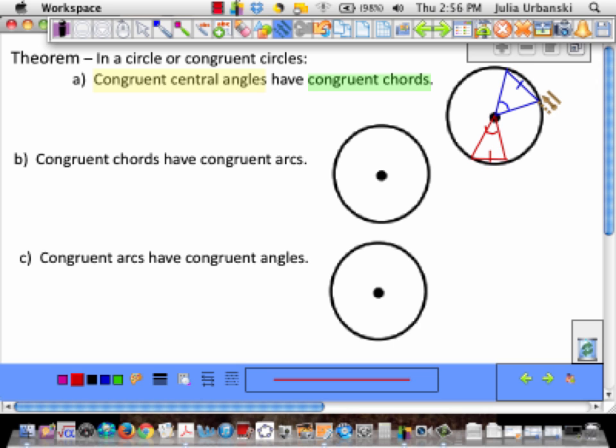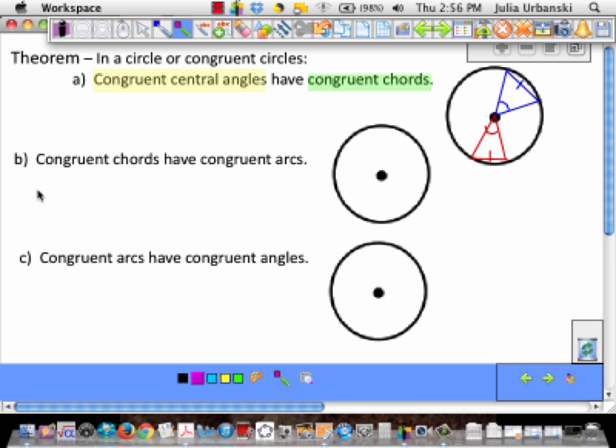Okay? This chord is equal to this chord. Whenever the two central angles are equal, then the chords are equal. It goes backwards. If you have two angles where these two chords are equal to each other, then you're allowed to say that the angles are equal to each other as well.